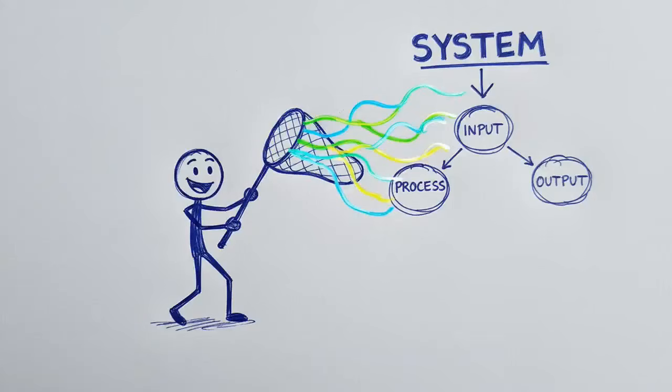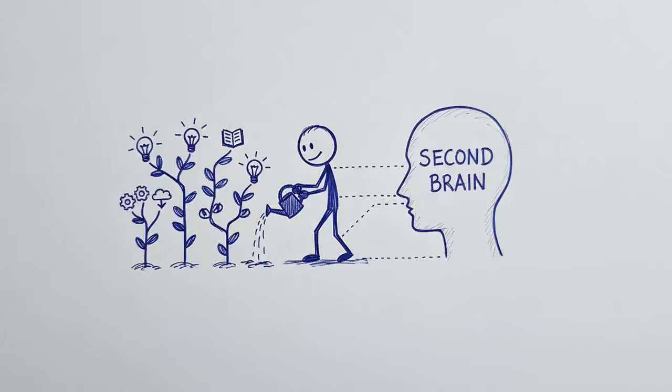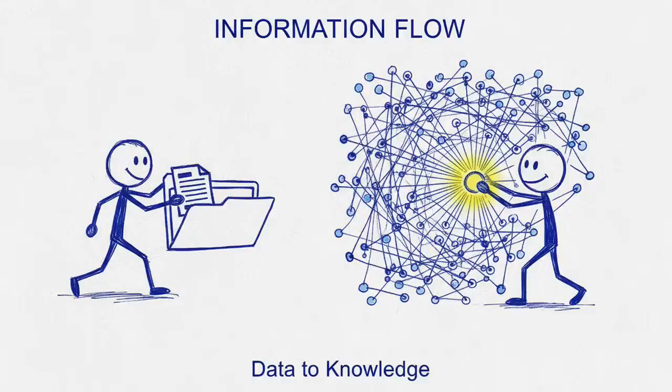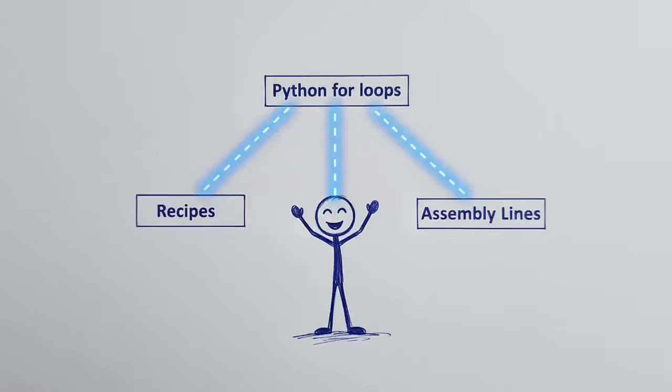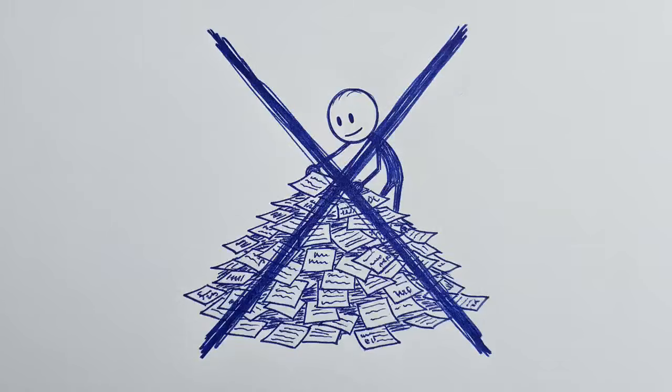Now, to do this at scale, you need a system to capture these connections. This is where we can use modern tools to build what some call a digital garden or a second brain. Imagine a place where each note you take is not just a file in a folder, but a node in a web. Tools like Obsidian or Notion allow you to create links between your ideas. So your note on Python for loops can directly link to your note on recipes or your note on assembly lines. Over time, you are not just collecting notes.